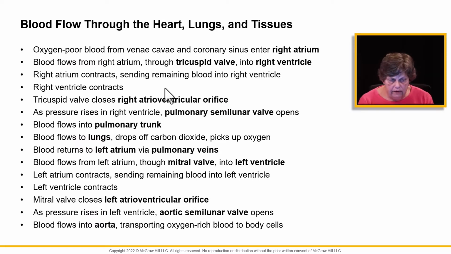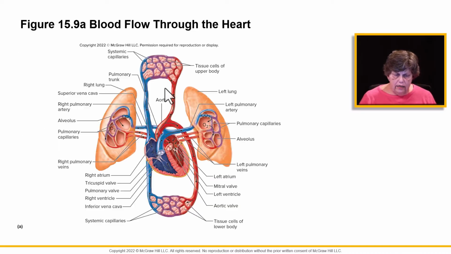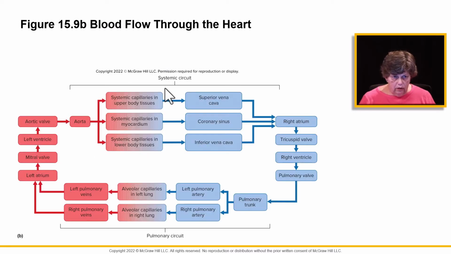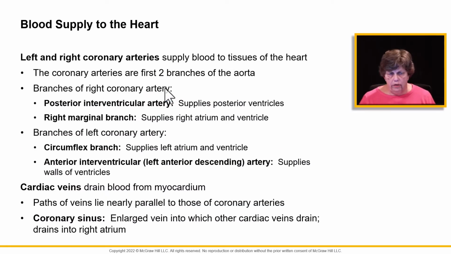It goes from the left atrium through the mitral valve into the left ventricle. And again, the right atrium and left atrium contract together. So when that contracts, that blood gets sent down into the left ventricle. The ventricles contract. That basically closes everything. The pressure rises. The aortic semilunar valve opens, and blood flows into the aorta. And that is your oxygen-rich blood going to the system. You need to know that.